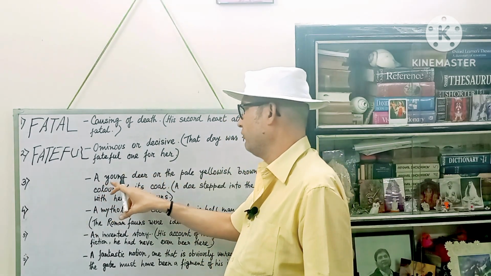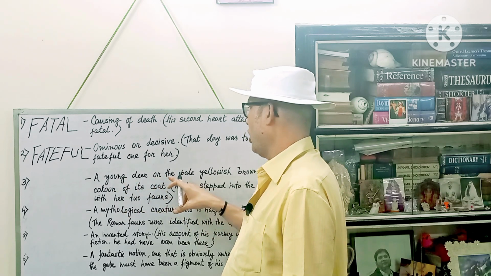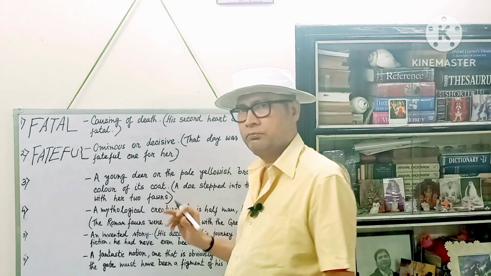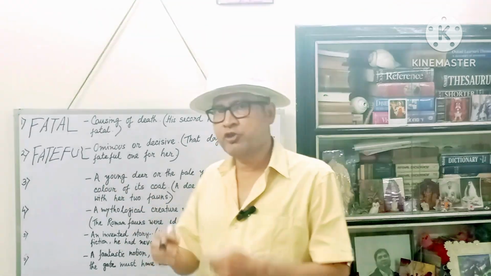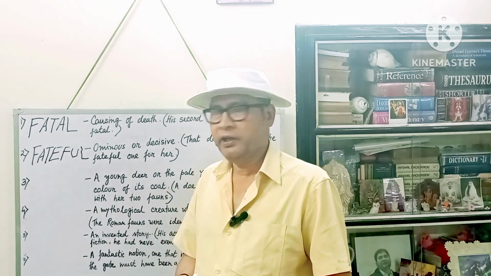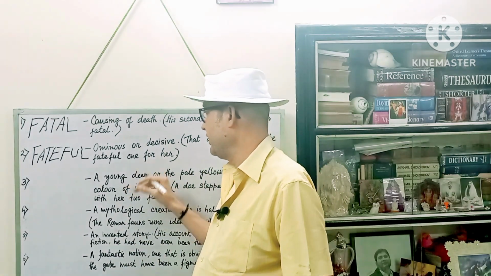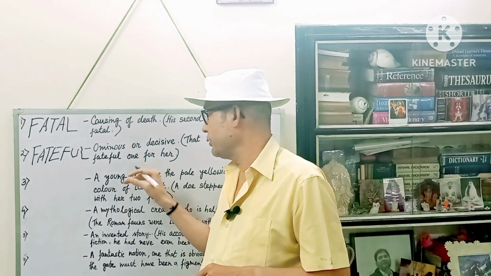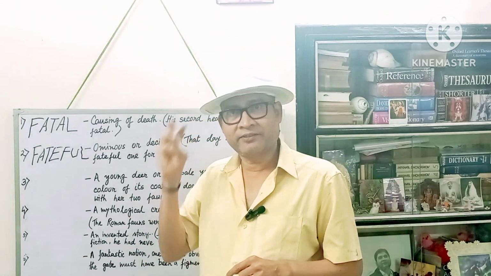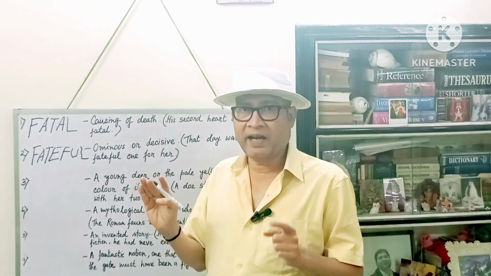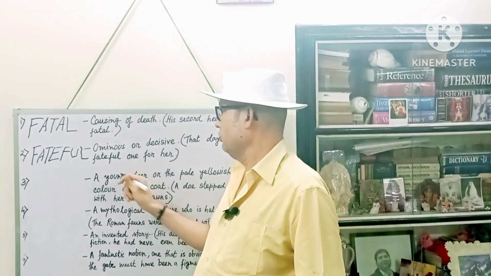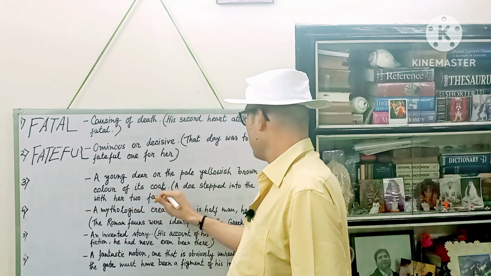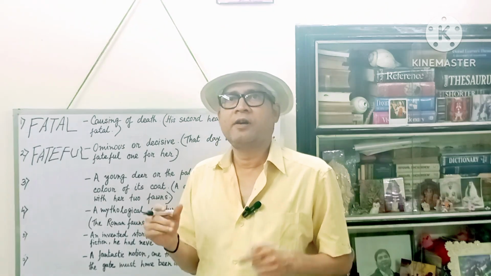Move on to number 3. Let's look at the meaning first: a young deer, or the pale yellowish brown color of its coat. So young deer means the child of a deer. Let me tell you, in this context deer cannot be pluralized. You cannot say deers. One deer, two deer, three deer, four deer, but no s will be added to deer. Remember this. So a young deer, or the pale yellowish brown color of its coat, the word is fawn.